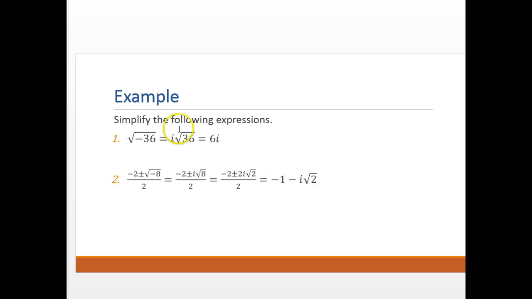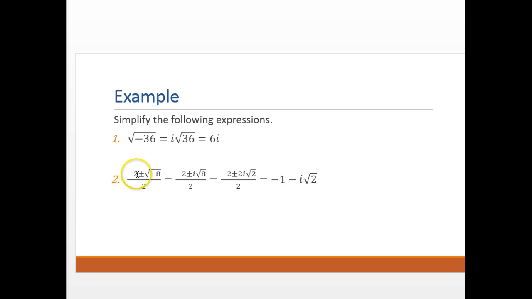Let's look at simplifying the following expressions. The square root of negative 36. I have the negative inside the square root, so I can actually pull that out, and the square root of negative 36 becomes i square root of 36. And we know that the square root of 36 is simply 6. So this becomes 6 times i, which is 6i.